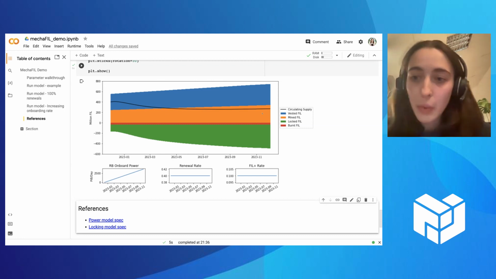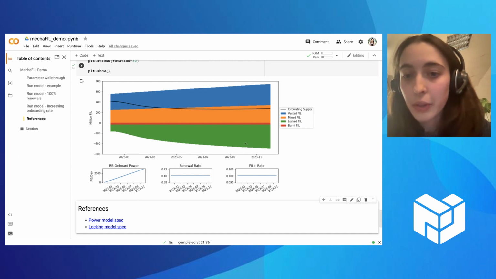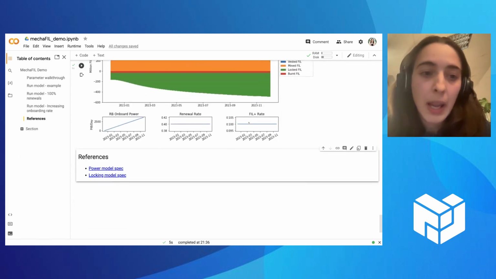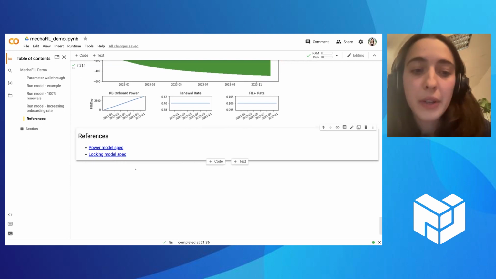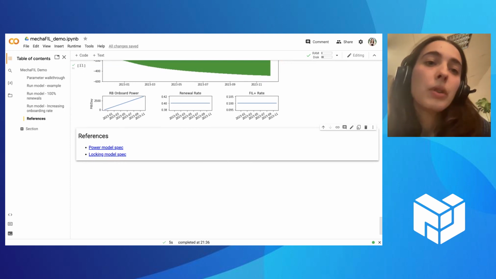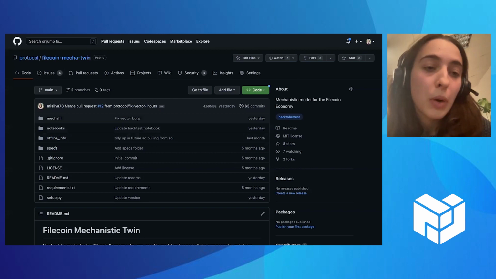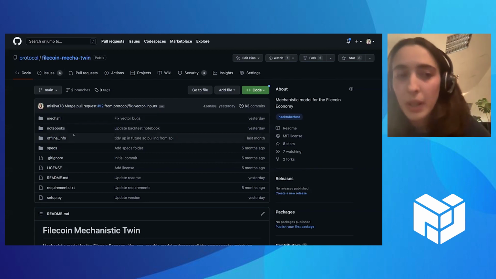You can play with different values and then see what would be the impact on the different components of circulating supply. And once again, if you want to read more about how this model is designed, the main assumptions, you have the links here. You can also go to our repo, install it, and play with it.